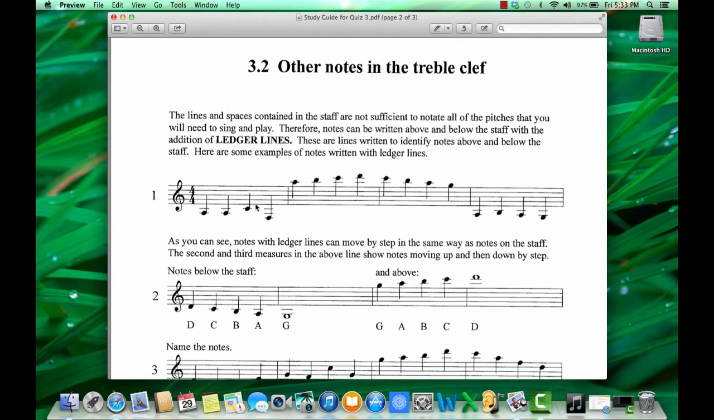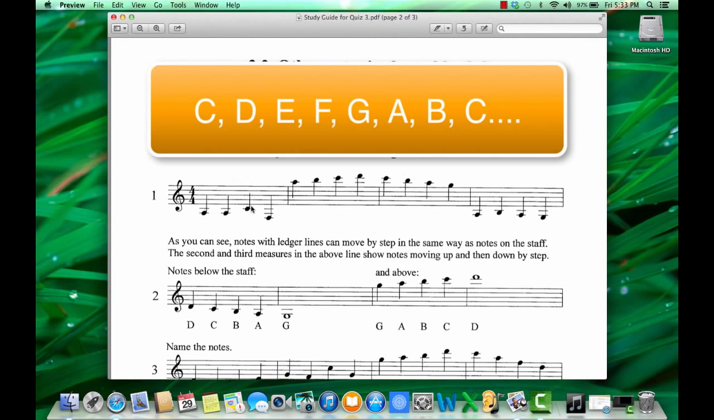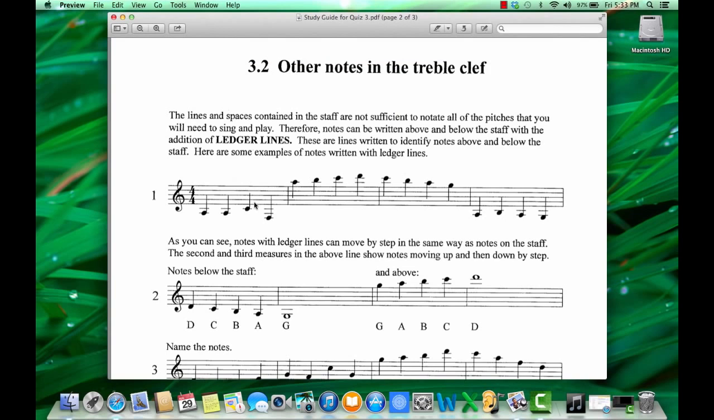We know that E is the first line, D would be the space, C would be any note with one ledger line below the treble clef staff. Please figure out the rest by using the saying, every good boy does fine, and then counting up. Remember, the musical alphabet repeats. It starts with C, D, E, F, G, A, B, and then back to C. If you have that 7-note pattern memorized, then you know what goes above or below any note.